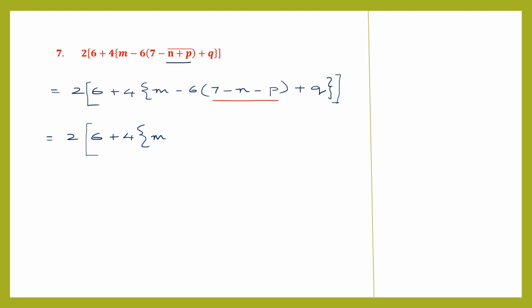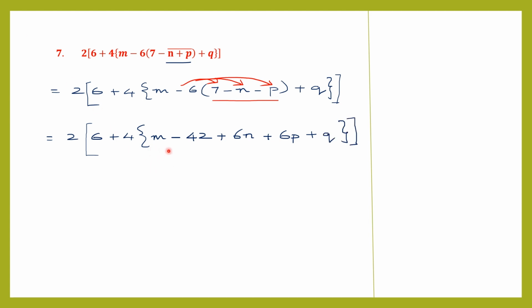So first thing here is minus 6 into 7. The sign is minus. 6 sevens are 42. Then we are going to multiply minus 6 into minus n. Minus into minus is plus. 6 into n is 6n. Then multiply minus 6 into minus p. Minus into minus is plus. 6 into p is 6p. So we've removed the parenthesis. Let's write the rest as it is. So here we have plus q.